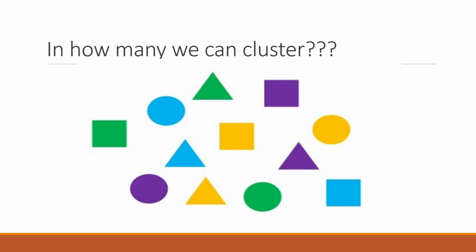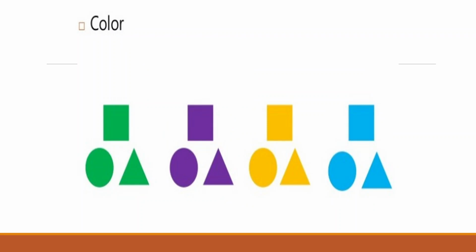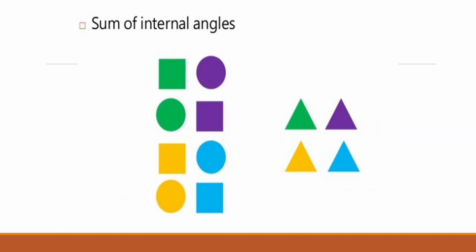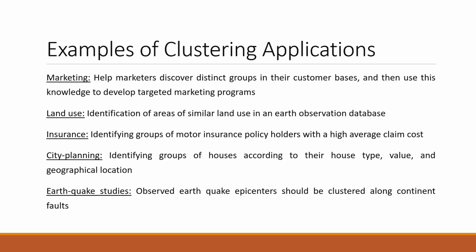In how many ways can we do the clustering? The first method, according to the shape. The second method, according to the color. The third method, according to the sum of internal angles. What are the types of data on which we can carry out cluster analysis? It can be interval scaled variables, binary variables, nominal, ordinal, and ratio variables, and variables of mixed types.